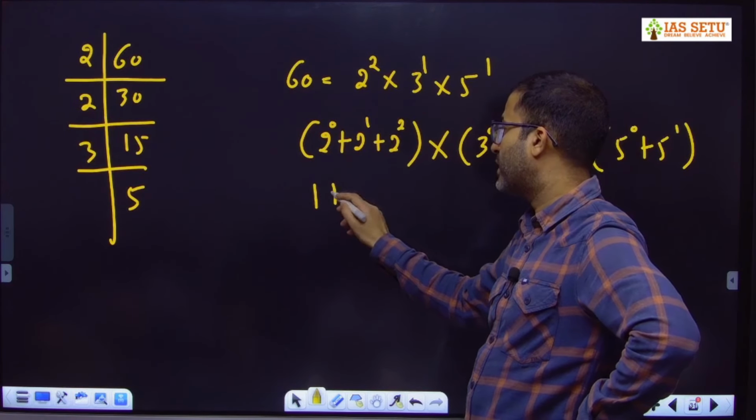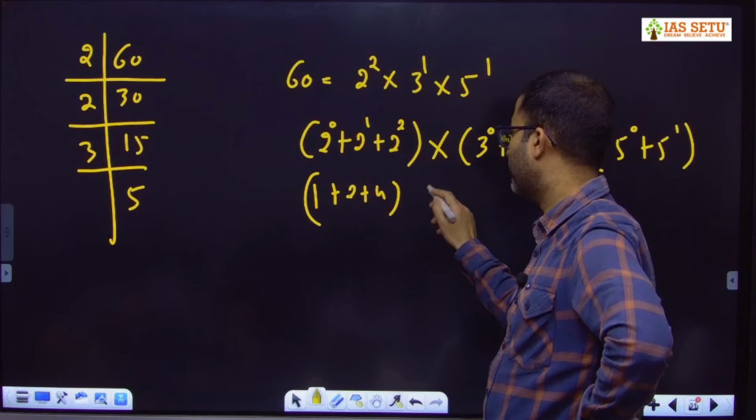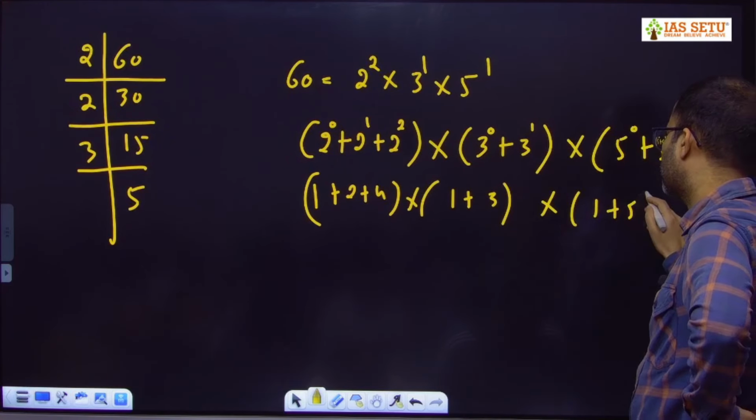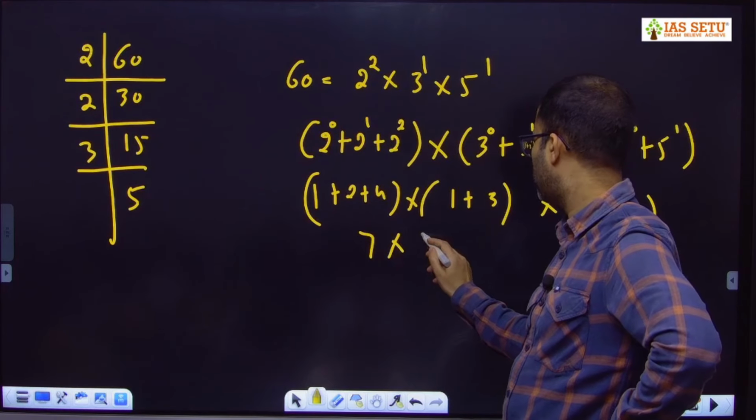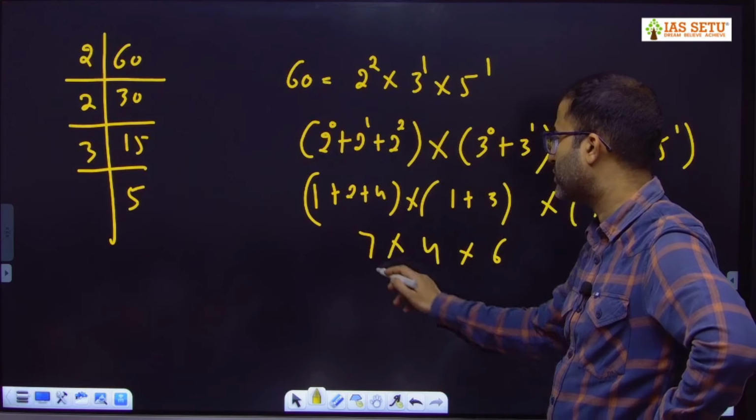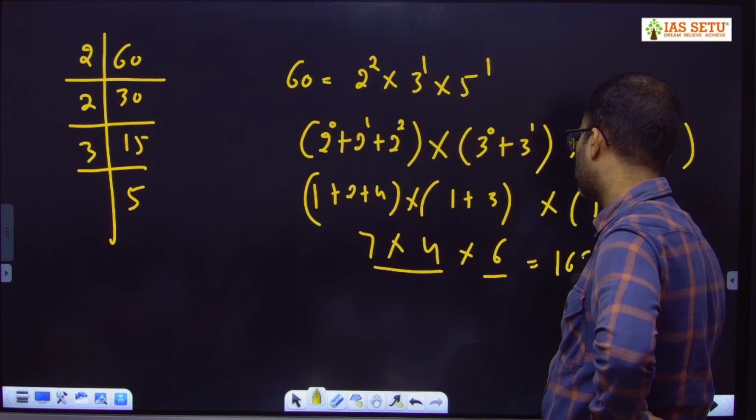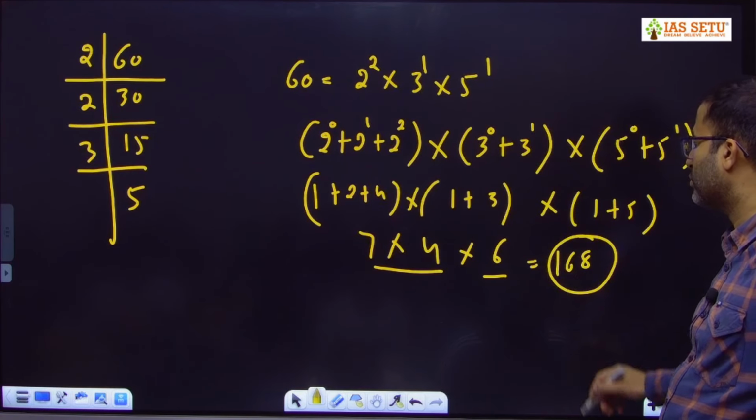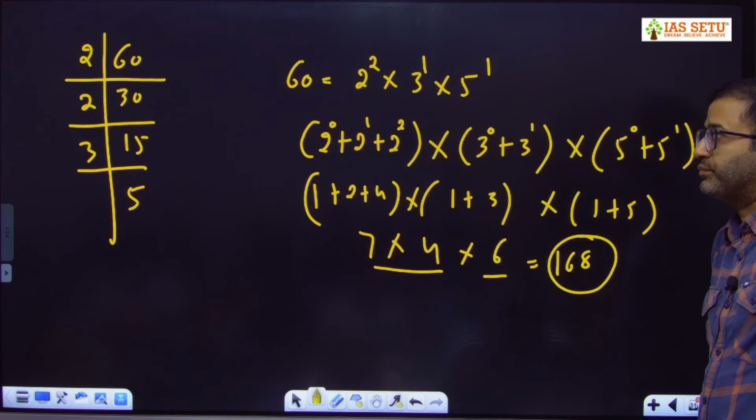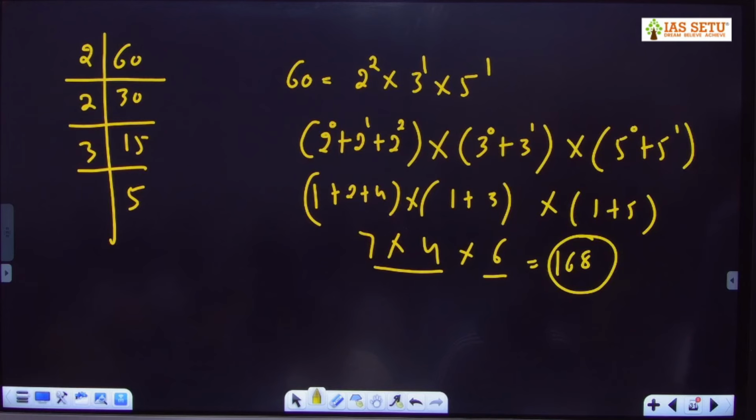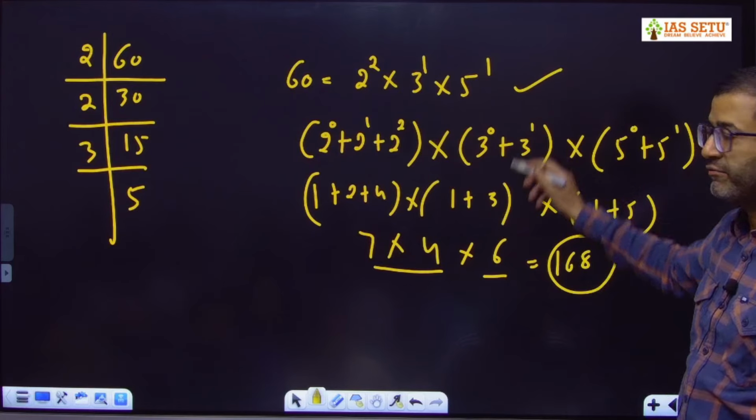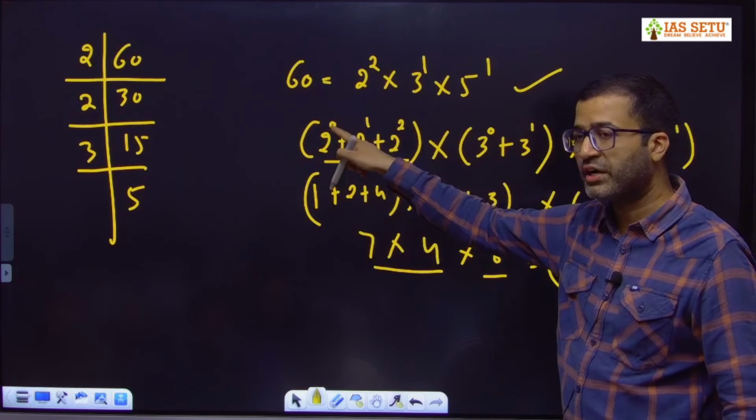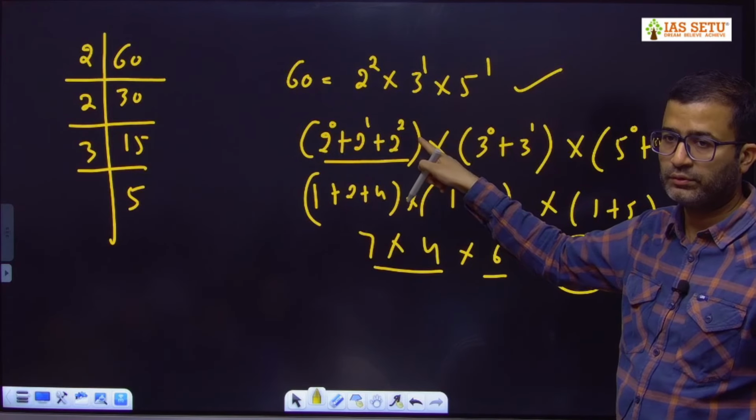So now here it is 1 plus 2 plus 4 into 1 plus 3 into 1 plus 5. So this is 7 into 4 into 6, 24 into 6, 168. Sorry, it's 28 into 6, 28 into 6, 168. You have to convert the number in prime form, then you have to take the total for this 2 starting from 2 to the power 0 to 2 to the power 2.